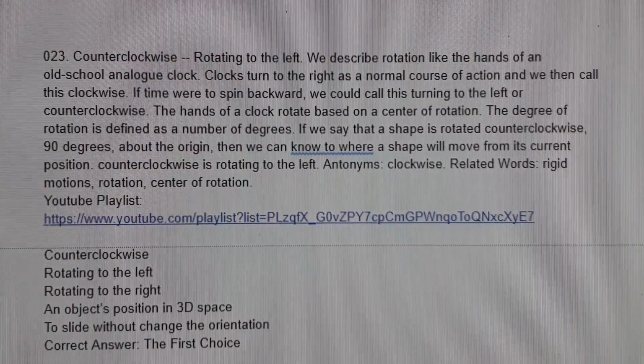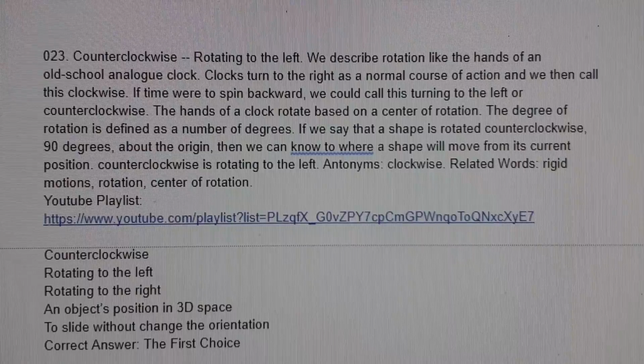Counterclockwise, rotating to the left. We describe rotation like the hands of an old-school analog clock. Clocks turn to the right as a normal course of action, and we then call this clockwise. If time were to spin backward, we could call this turning to the left, or counterclockwise.